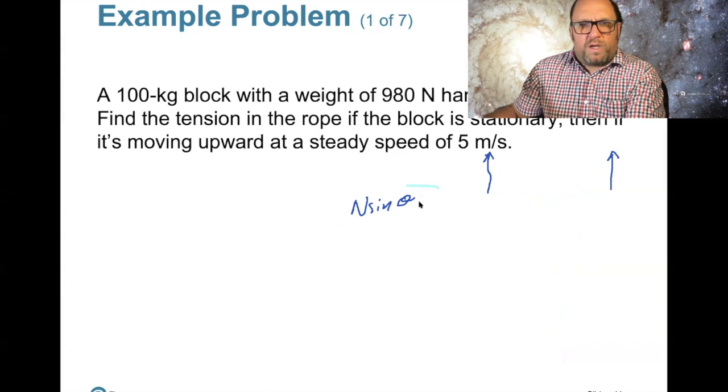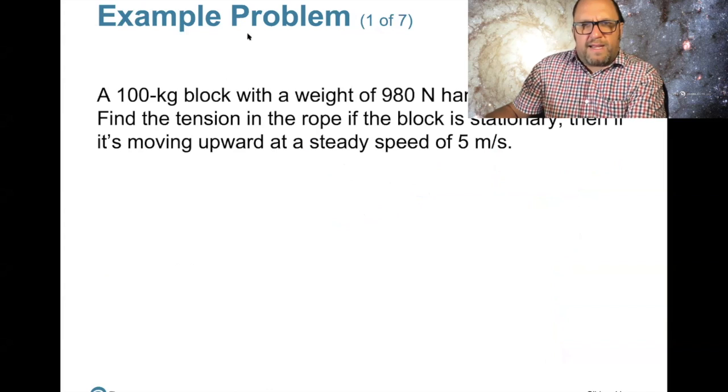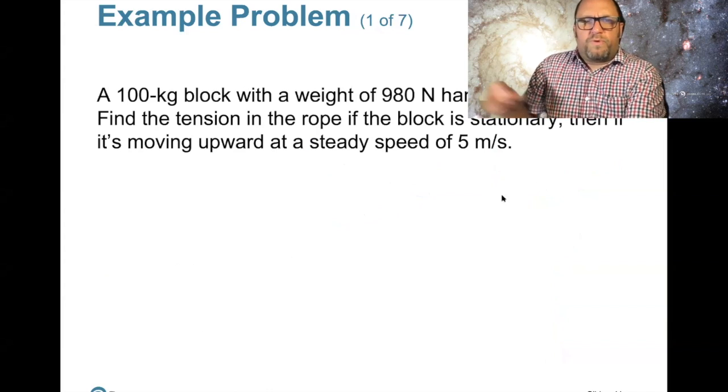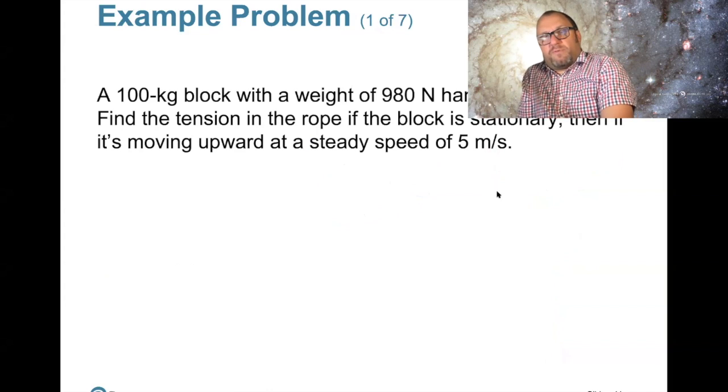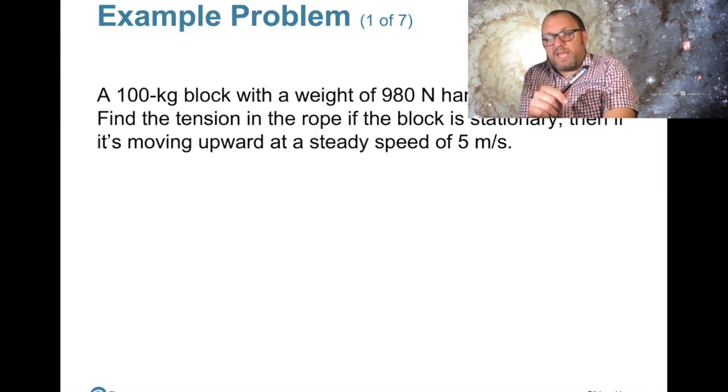All right, a 100 kilogram block with a weight of 980 newtons hangs on a rope. Find the tension in the rope if the block is stationary. Then, if it's moving upward at a steady speed of 500 meters per second. All right, they're trying to trick you. This is a trick because it says if it's moving upward at a steady speed, 500 meters per second.